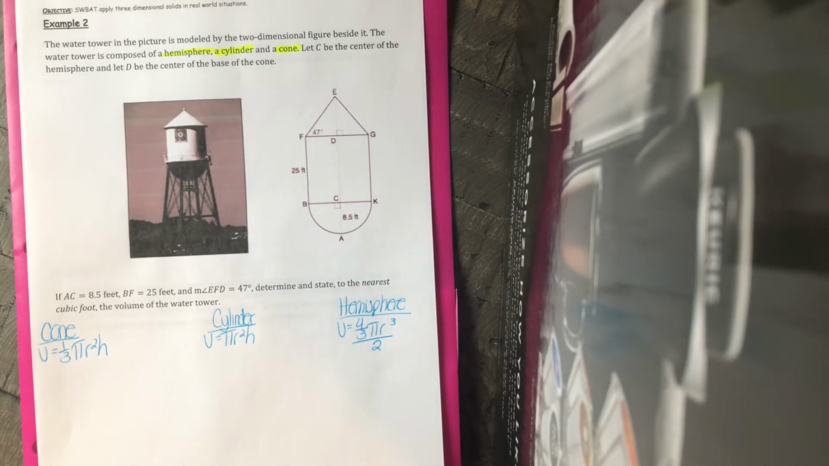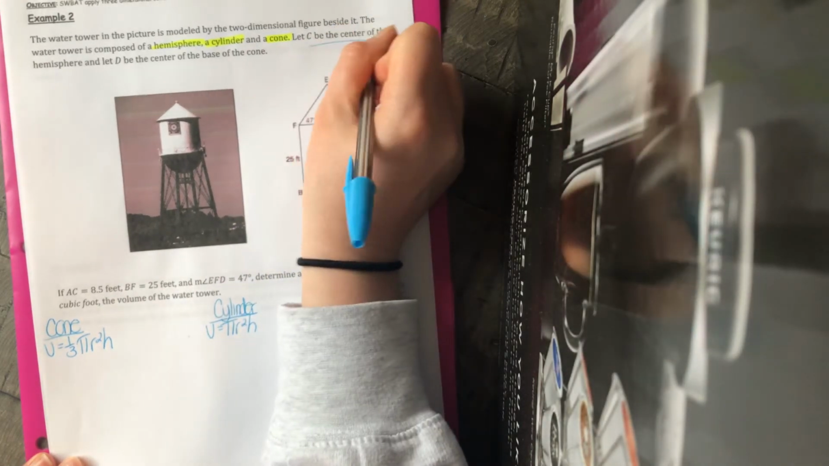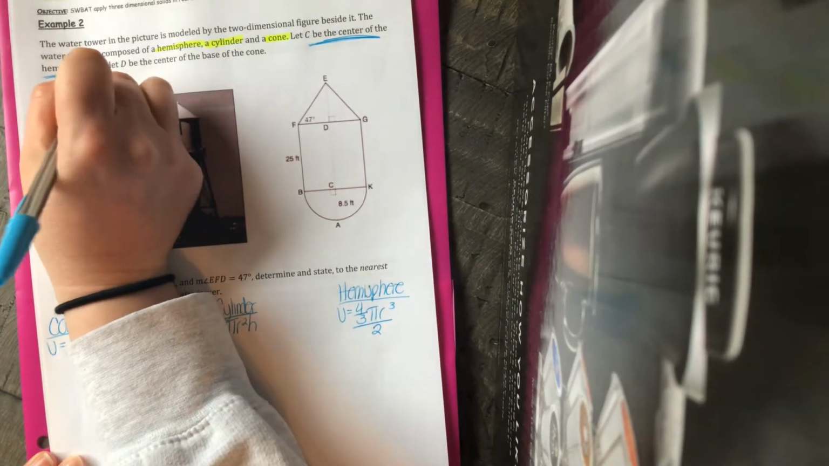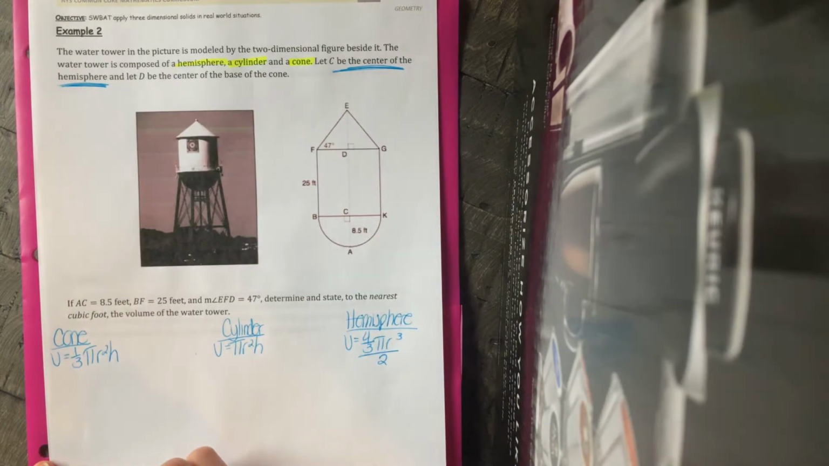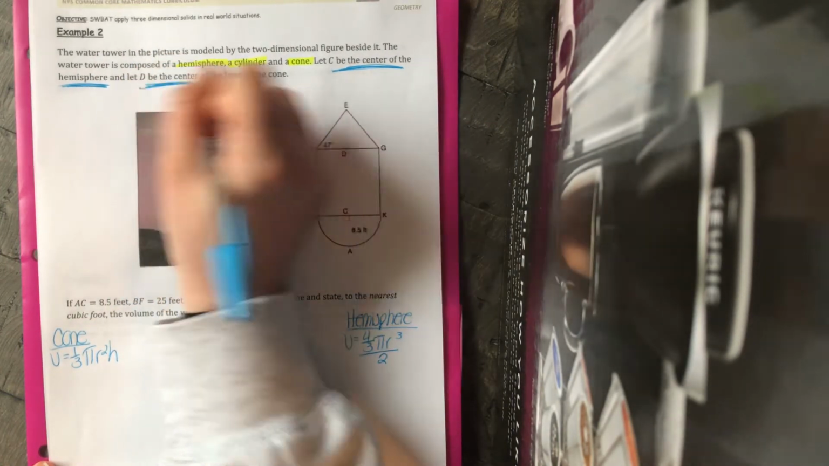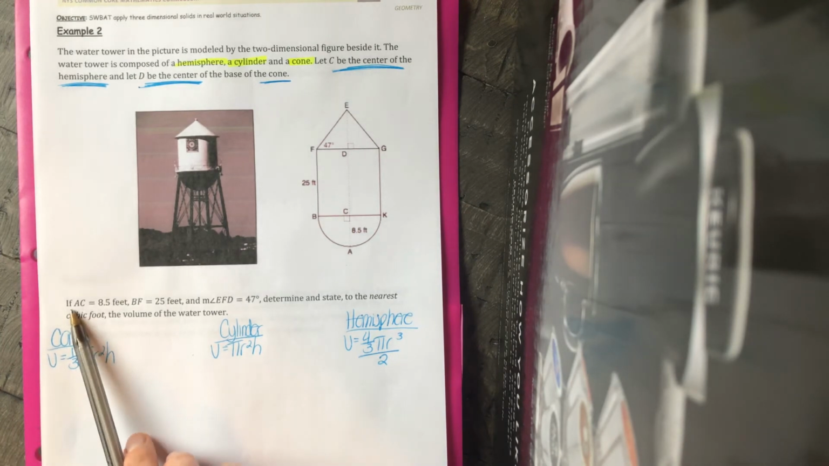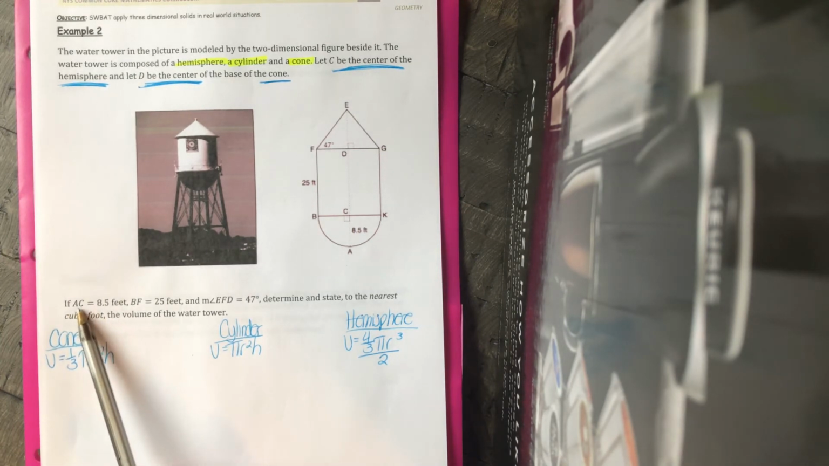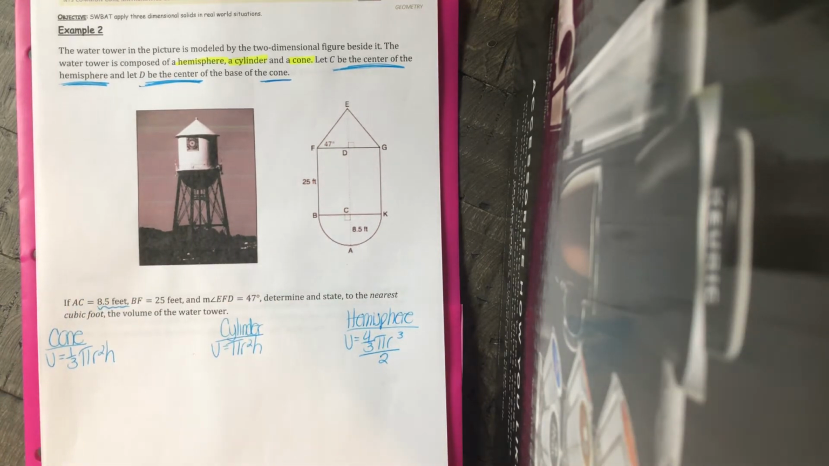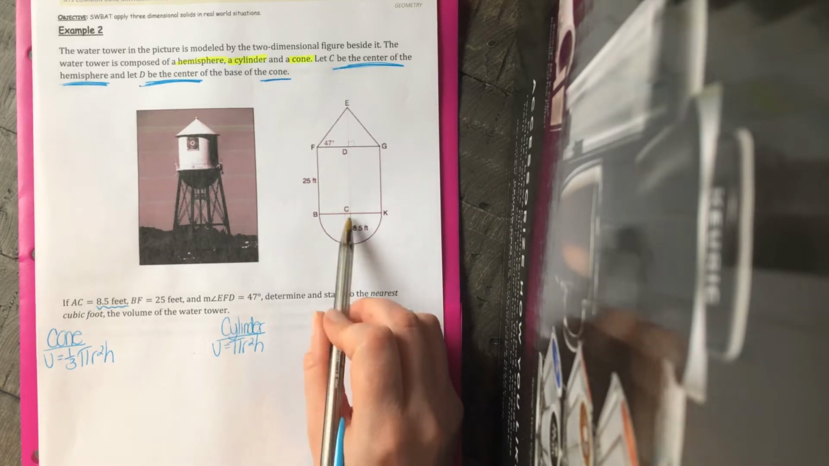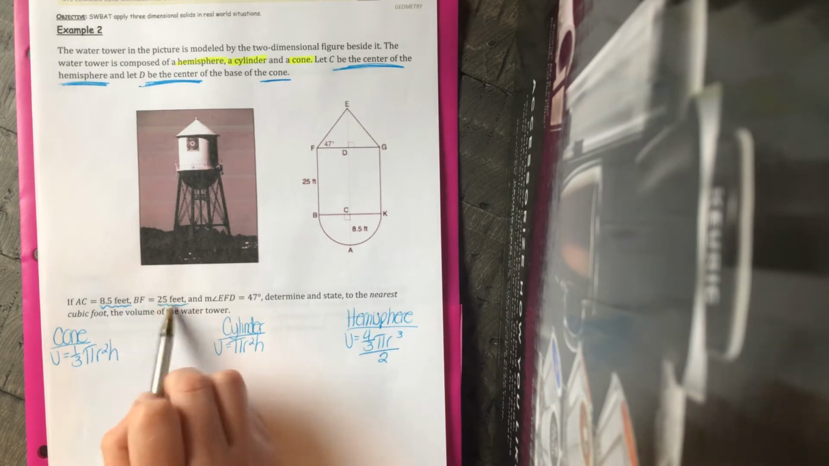Then they're telling me that I'm going to let C be the center of the hemisphere. I'm going to underline that. It's really important. C is the center of the hemisphere. And I know that D is going to be the center of the cone. So D is the center of the cone. If I jump down to the bottom, they're telling me that line segment AC is 8.5 feet. So I'm just going to underline that to make sure all my units match. 8.5 feet, it's already here. BF is 25 feet. So again, my units are matching.